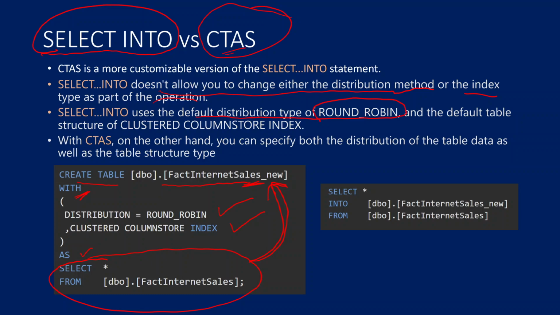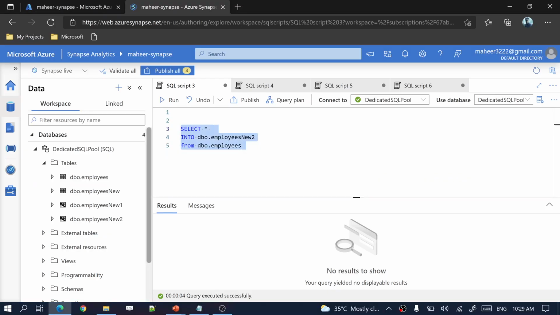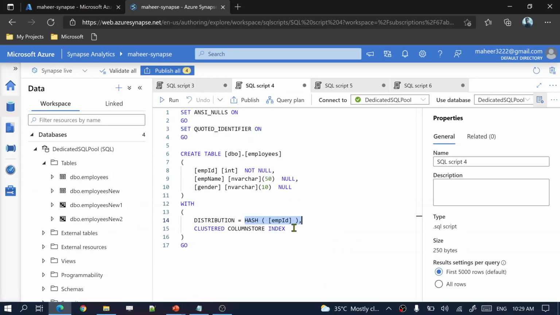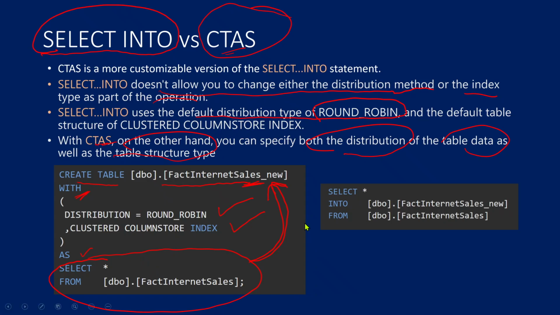But in case of CTAS, you can control your distribution type, and also you can control your table structure type. That means what kind of index and so on you can control, like this clustered columnstore index. But we don't know what this clustered columnstore index is at this moment, so I'm not touching that. In our upcoming videos we will discuss this, don't worry. So select into syntax will be like this: select from this table into the new table whatever you want to create.